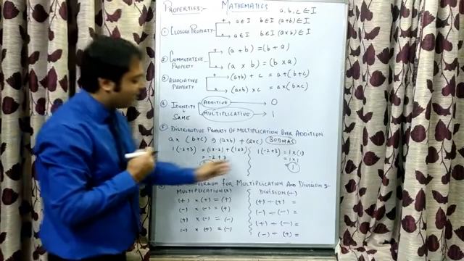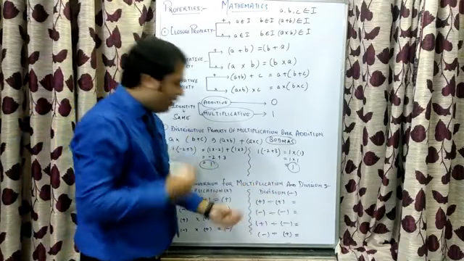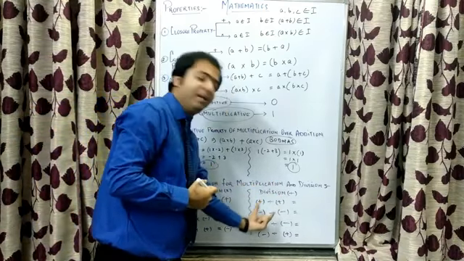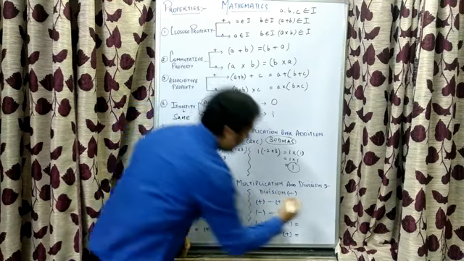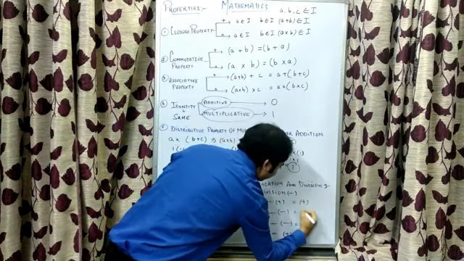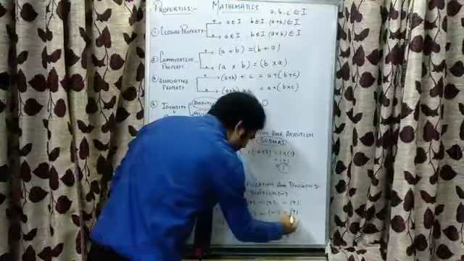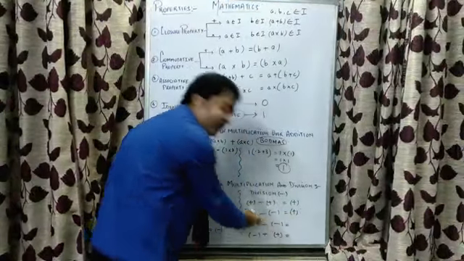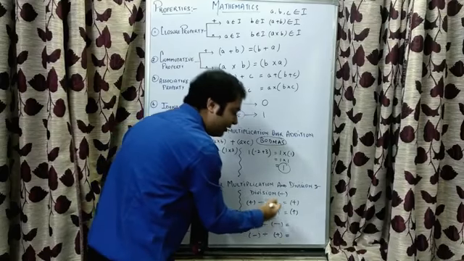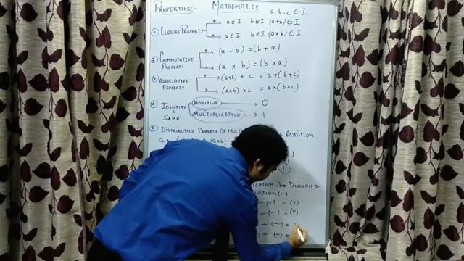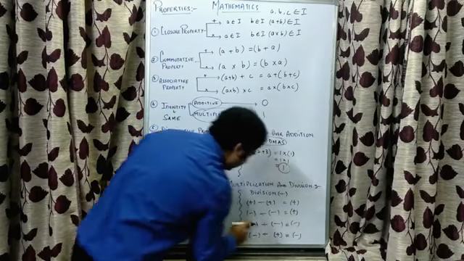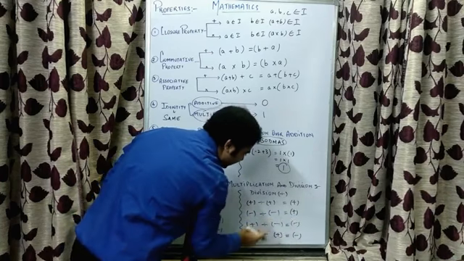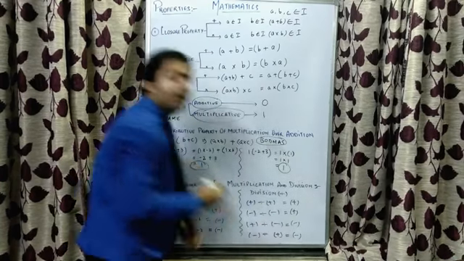The same thing applies for division as well. When two similar signs are being divided, the answer will always have a positive sign. When signs are different and division is there between them, then the answer will always have a negative sign. That means plus divided by minus is minus, minus divided by plus will also be minus.